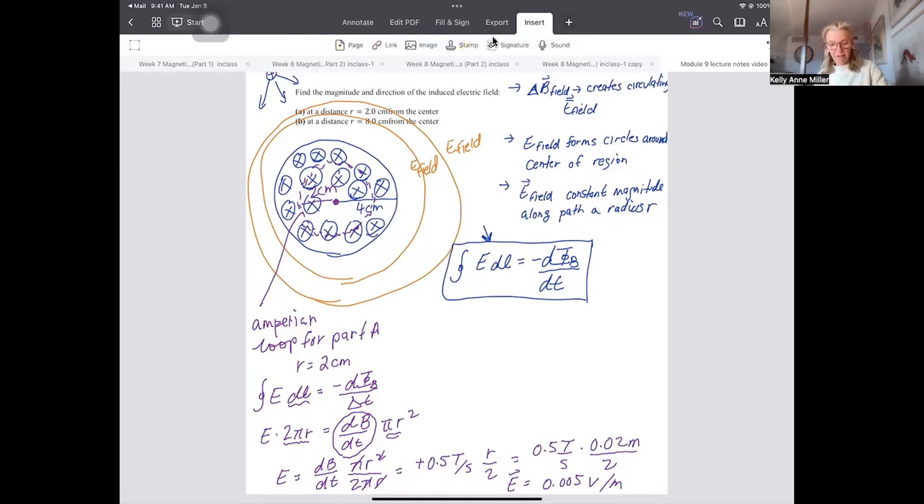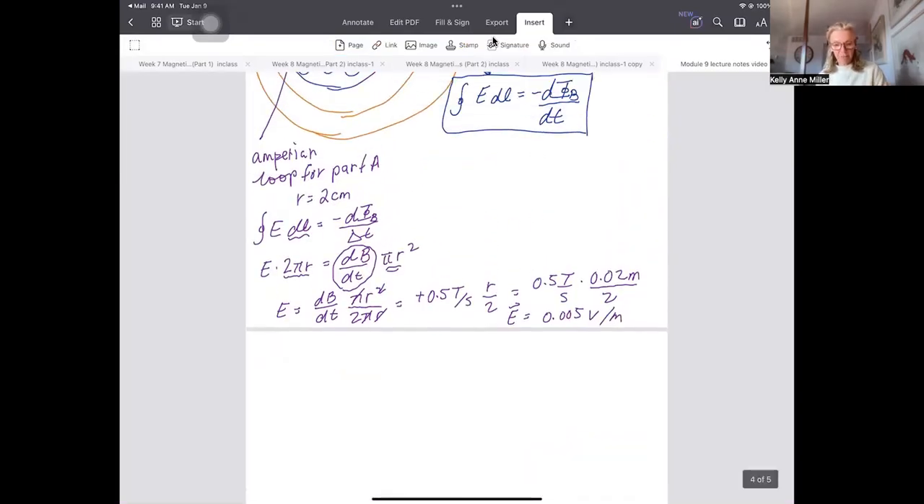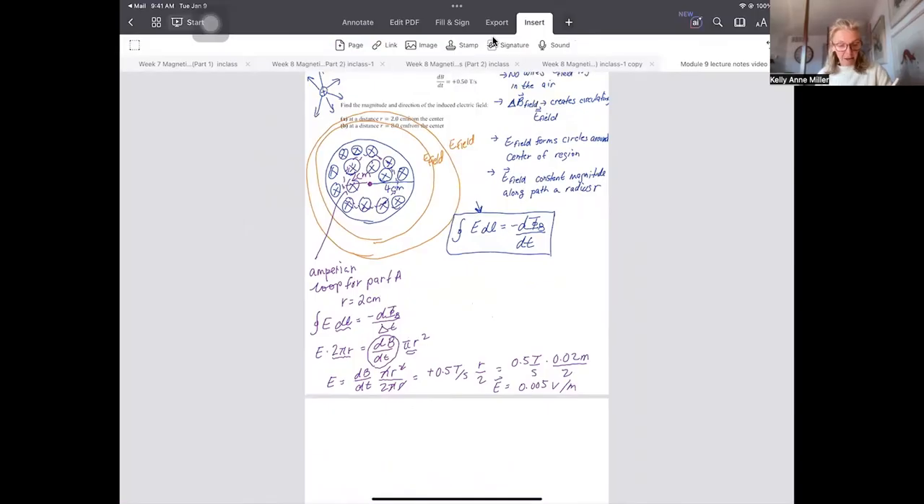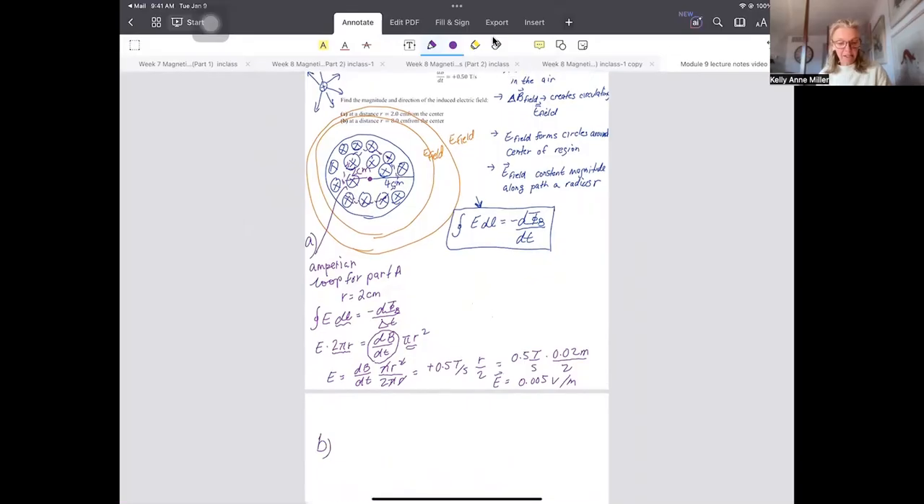Okay, I've run out of space, so let me insert another page. So that's part A. Sorry, everything that I've done so far is part A. Okay. Part B, now I want to know at a distance of 8 centimeters from the center. Okay, so I'm going to draw my Amperian loop out here. Like, let's say that this is 8 centimeters. So I'm going to draw it out here so that it follows one of these electric field lines.